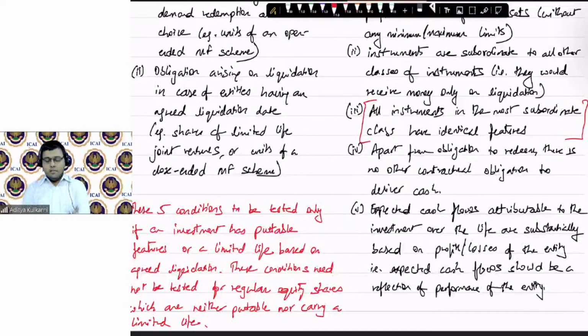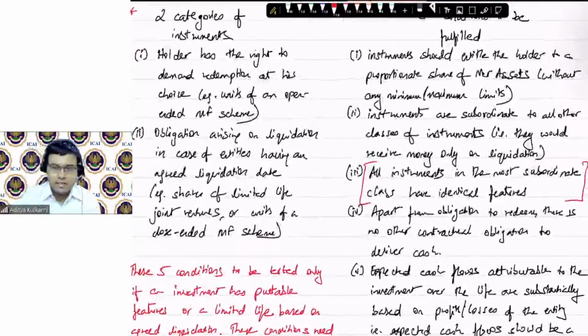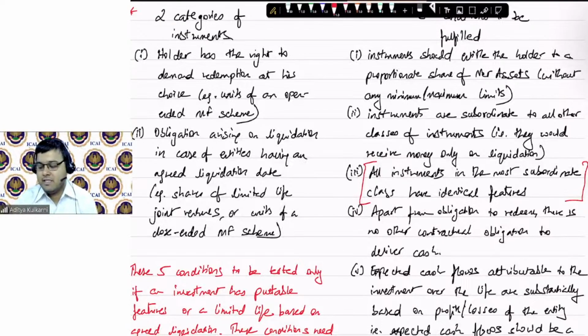Okay. That means what? If I have to analyze, you will not start with whether it meets all 5 conditions and look at the instruments. You will start with the instruments and then test whether it meets the 5 conditions. If you start with the conditions first, then you will look at this: all in the most subordinate class should have identical features.